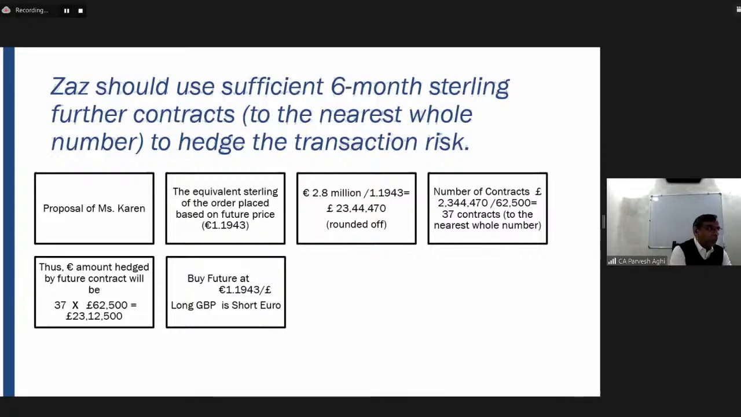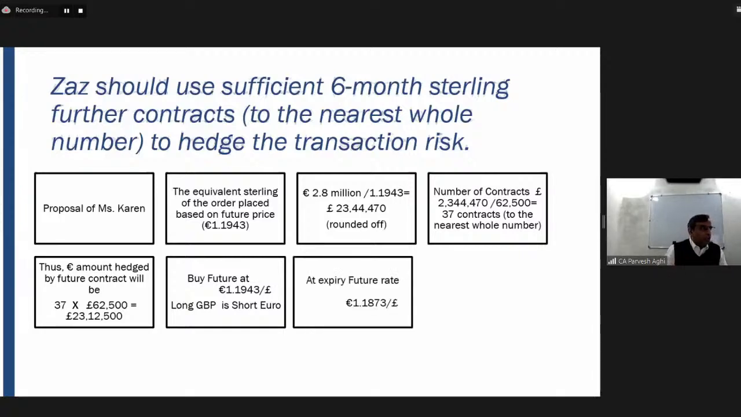Or even a long position in pounds will be good enough. Here the quote is also given in the reverse order, where 1 pound is equal to so many euros. So he has to take a long position in pounds instead of taking a short position in euros, which is the same. So he goes long in pounds. At the expiry, the rate is 1.1873.